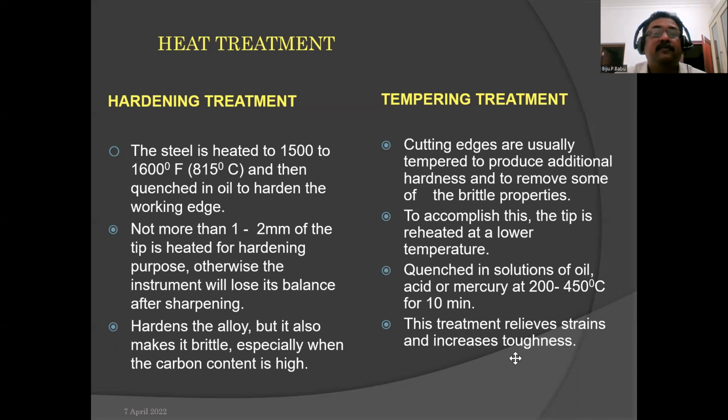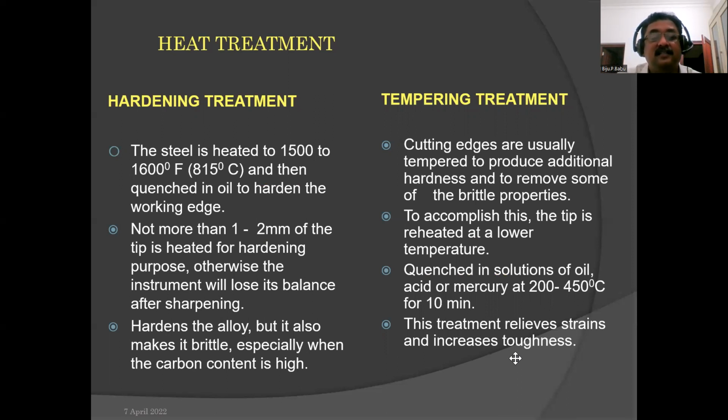Now, there are two types of heat treatment that are done to the instrument. One is the hardening treatment or the tempering treatment. In hardening treatment, the steel is heated to 1500 to 1600 degrees Fahrenheit and then quenched in oil to harden the working end. That is, for the instrument to retain its sharpness, this hardening treatment can be done. Not more than 1 to 2 minutes of the tip is heated for hardening purposes. Otherwise, the instrument will lose its balance and sharpness after sharpening.